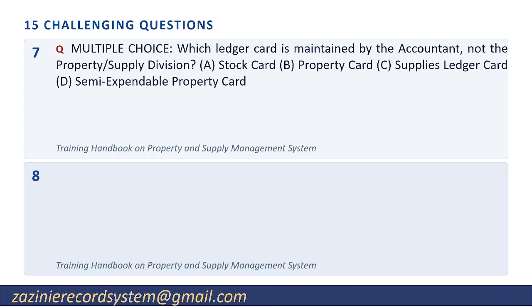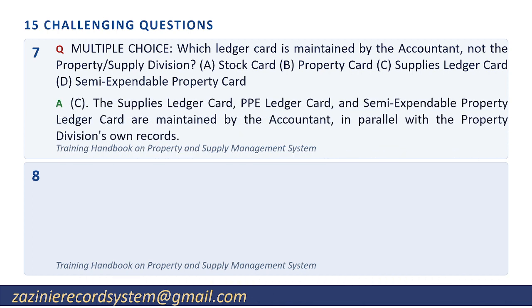15 challenging questions. Number 7. Q. Multiple choice. Which ledger card is maintained by the accountant, not the property or supply division? A. Stock card. B. Property card. C. Supplies ledger card. D. Semi-expendable property card. A. C. The supplies ledger card, PPE ledger card, and semi-expendable property ledger card are maintained by the accountant, in parallel with the property division's own records.